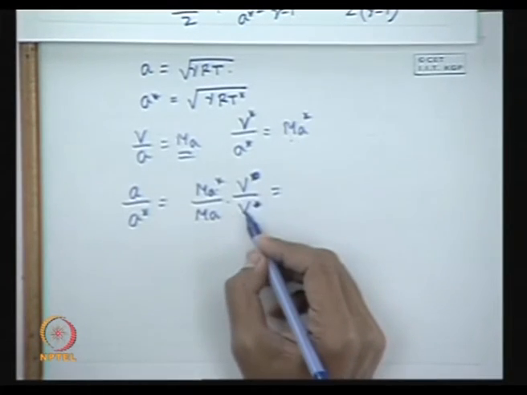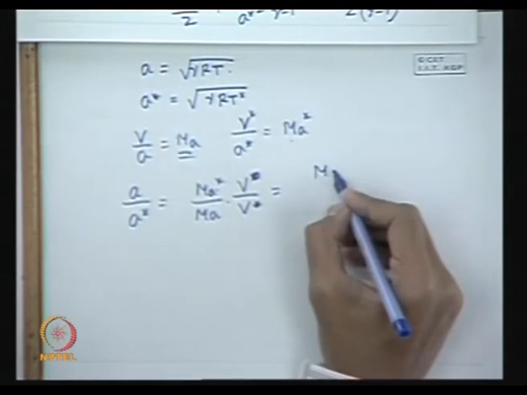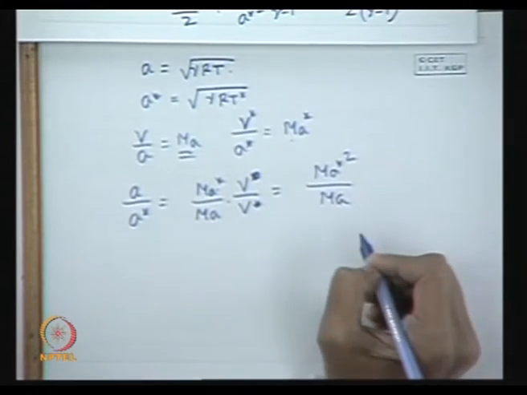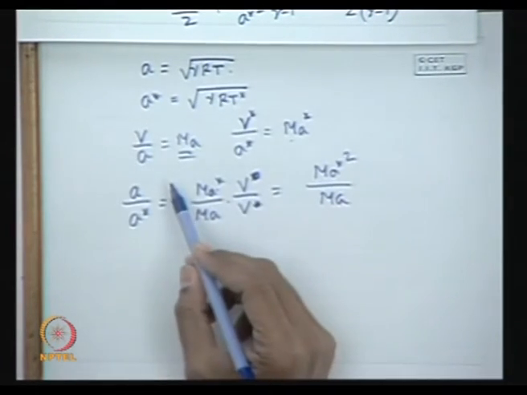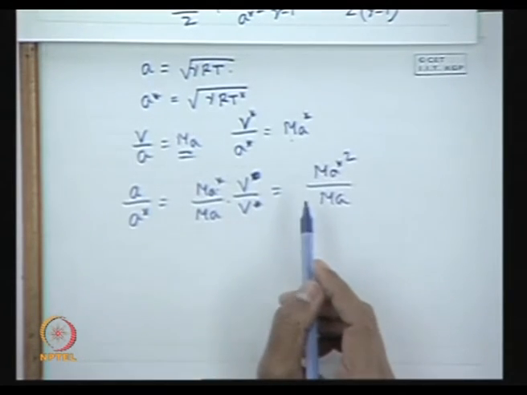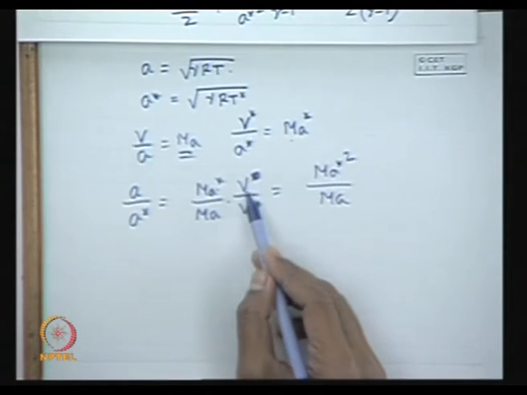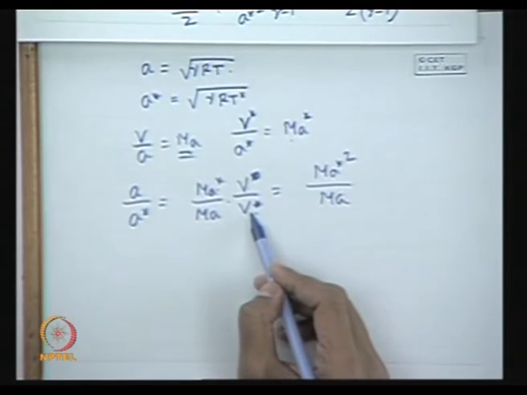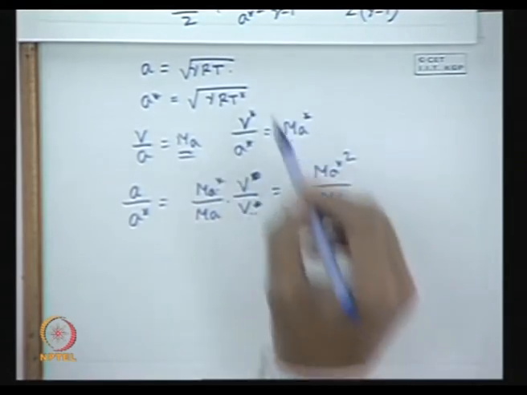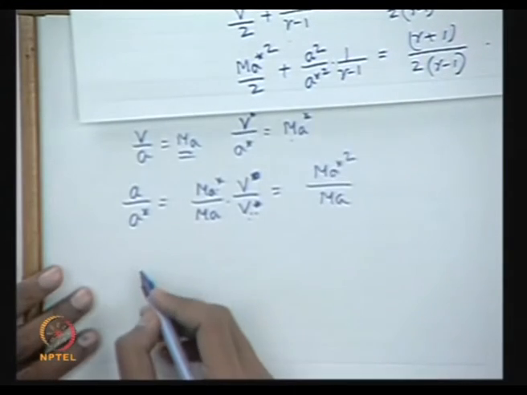So, what is V by V star? That is M A star, so M A star square by M A. Since A star is V star, V star is A star, so V by A star is M A star. V by A star is M A star. So you can have it. Okay. So if you substitute here, finally you get an expression like that.